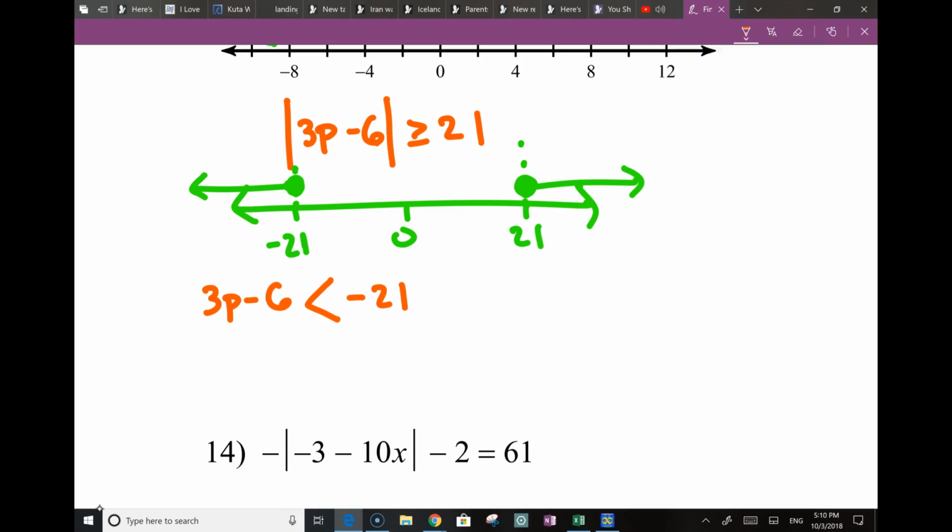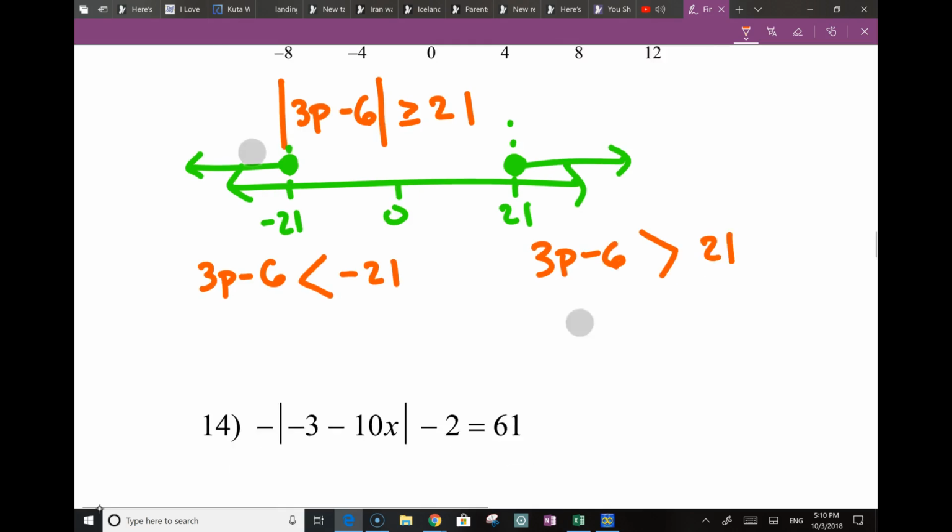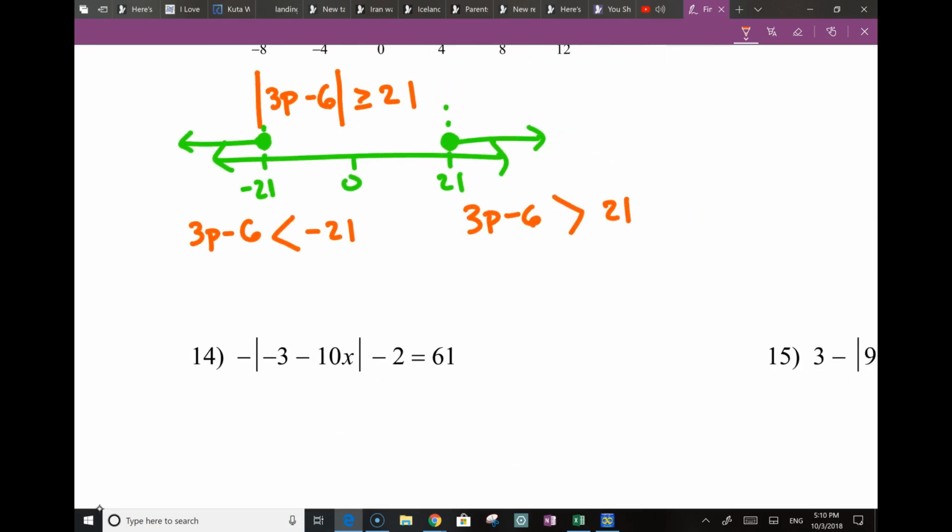I'm going to have the same idea. So 3p minus 6, but this time from positive 21, I want to get away from 0 even more. So I'm going to go greater. I have to become greater than 21 to escape from that 0. So what I have here are 2 inequalities that now have to be solved independently. So if I were to add 6 on both sides, and do the same thing over here, plus 6 on both sides, the steps are exactly the same.